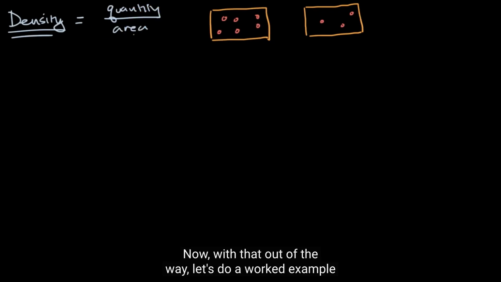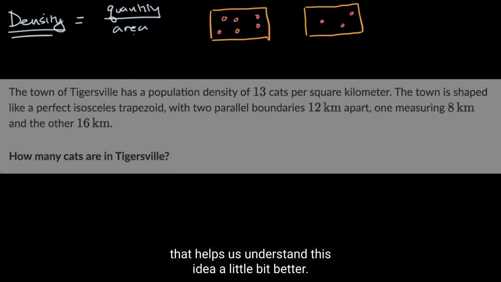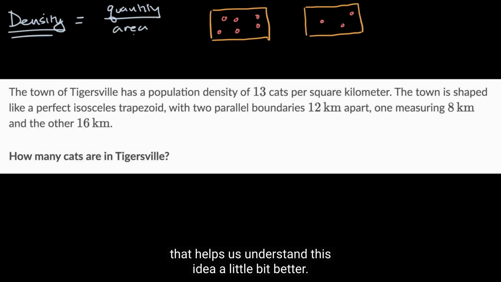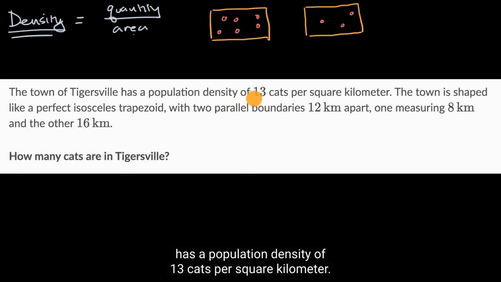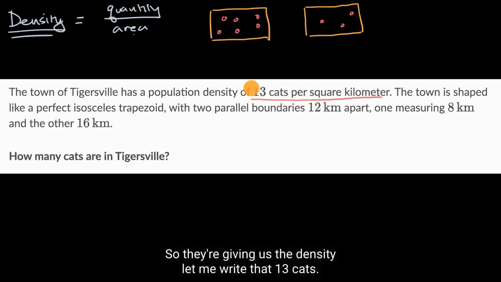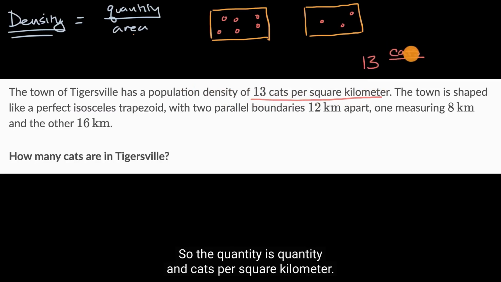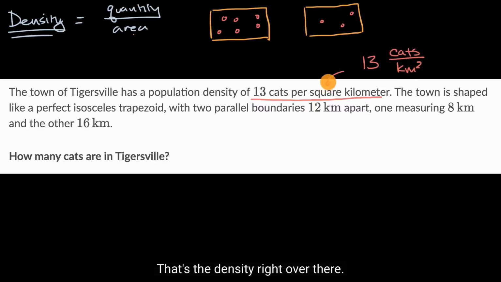Now with that out of the way, let's do a worked example that helps us understand this idea a little bit better. So here we're told the town of Tigersville has a population density of 13 cats per square kilometer. So they're giving us the density. Let me write that. 13 cats, so the quantity is cats, per square kilometer. That's the density right over there.